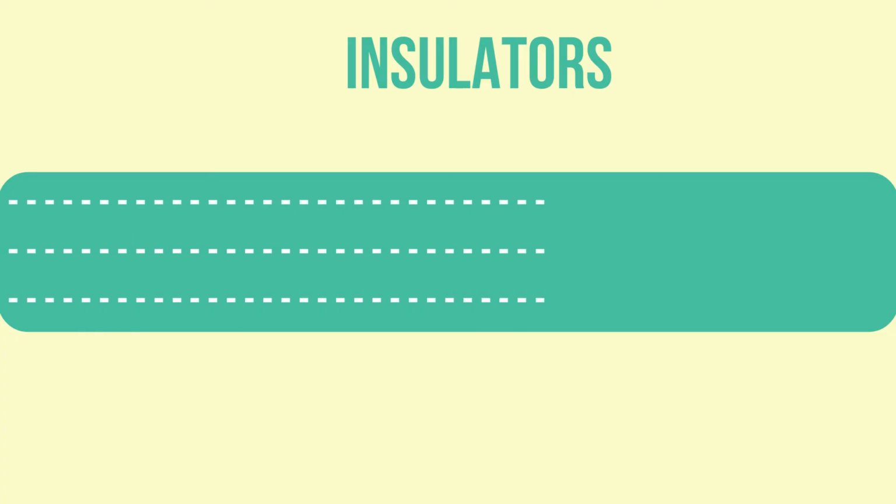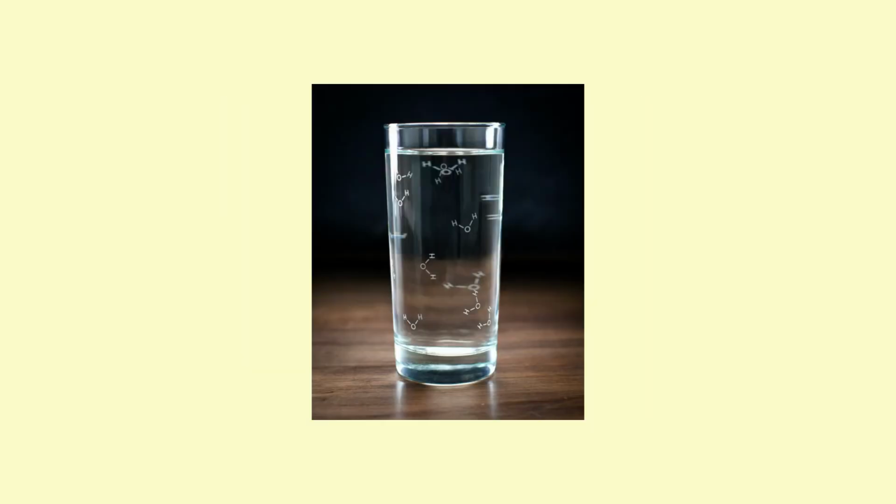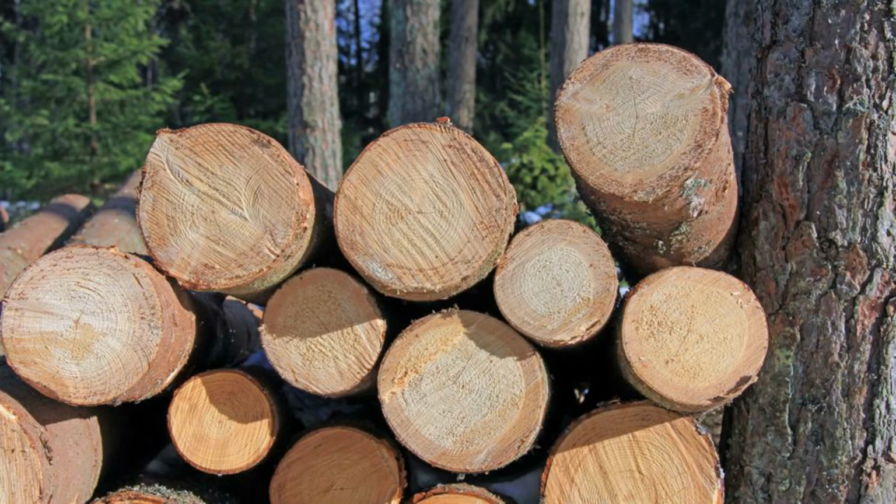These are the substances which offer high resistance to passage of charge. Unlike conductors, if you put some charge on an insulator, the charge stays at the same place. It doesn't get distributed over the entire surface. A few examples of insulators are plastic, glass, wood and air.